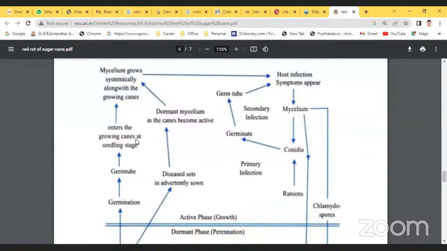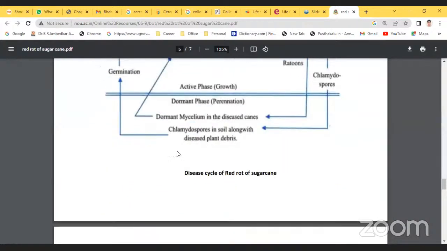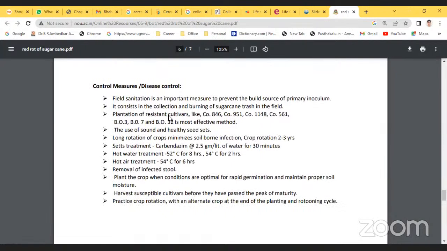It enters the growing canes at the seedling stage, in the starting stage. Then the mycelium grows systemically along with the growing canes. So the dormant mycelium in the canes becomes active. It is the active phase. This is the disease cycle of red rot of sugarcane. So now, control. How to control?